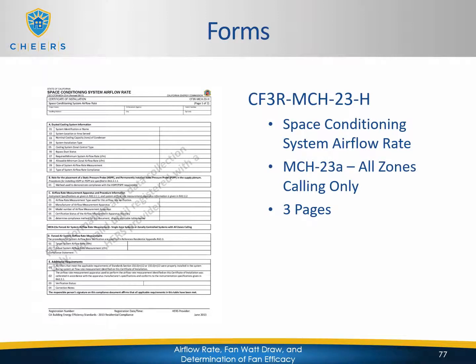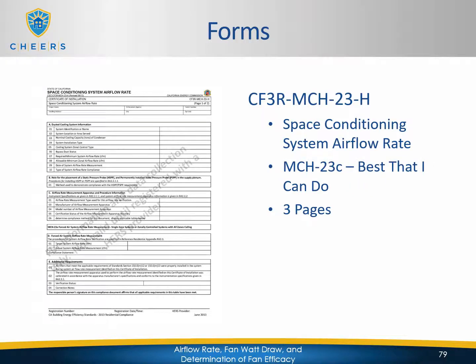The CF3R-MEC-23H is for space conditioning system airflow rate, and the MEC-23 variant A is for the all zones calling only method. It is 3 pages long. The MEC-23 variant B is for the every zonal control mode method and is also 3 pages.